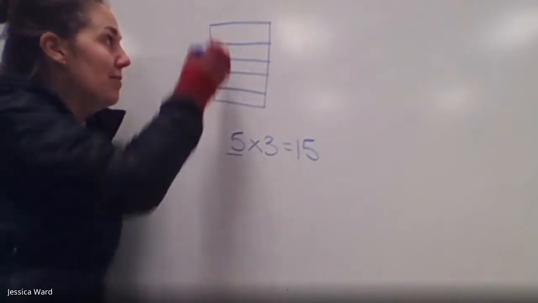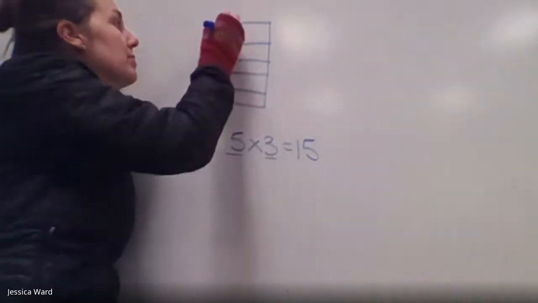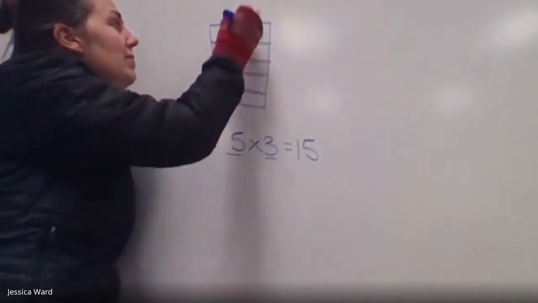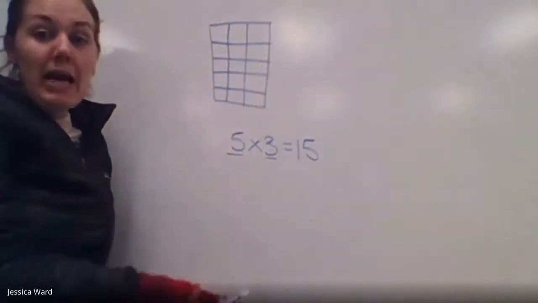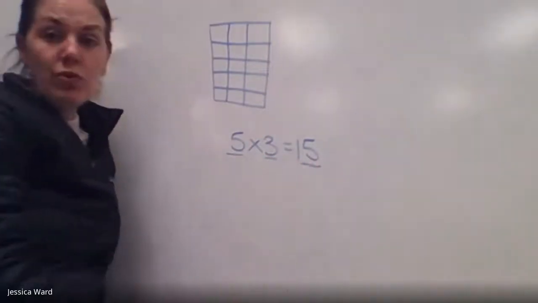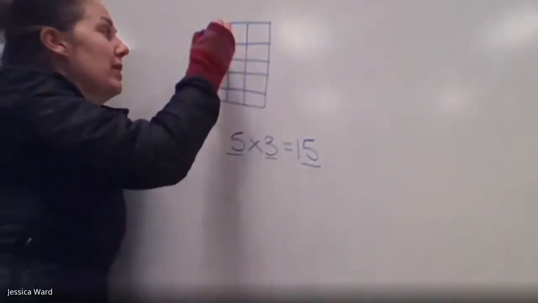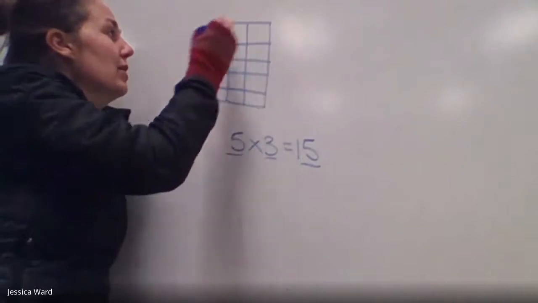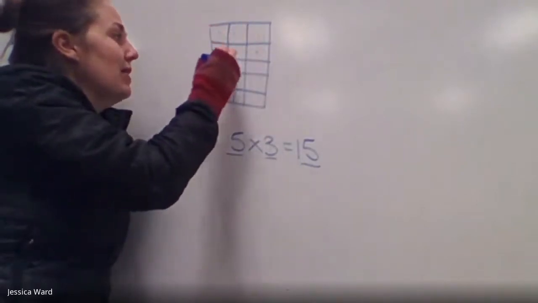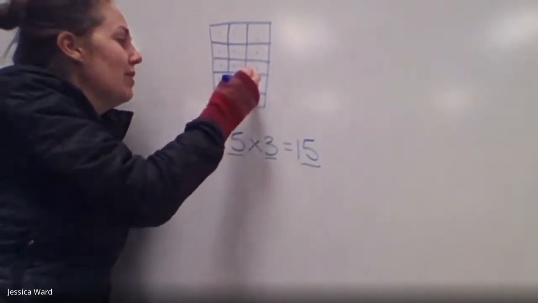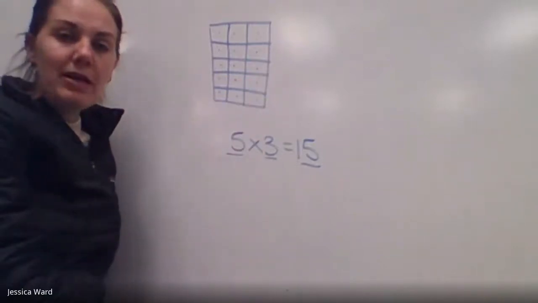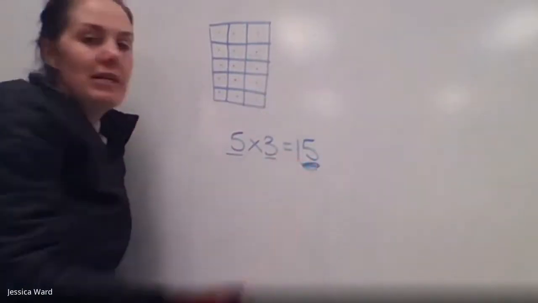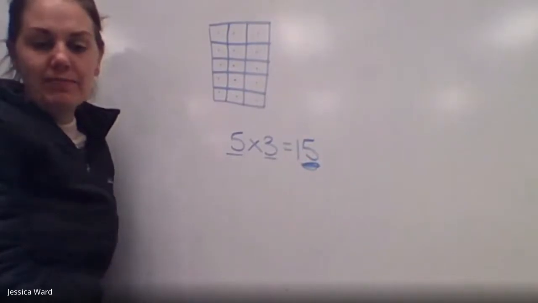Now I'm going to go ahead and break them up into 3 columns. That's 1, 2, and 3. Now, I should have 15 total squares when I count them all up. Let's double check. 1, 2, 3, 4, 5, 6, 7, 8, 9, 10, 11, 12, 13, 14, 15. Yep, I did my rectangle correctly because I got 15 as my product.